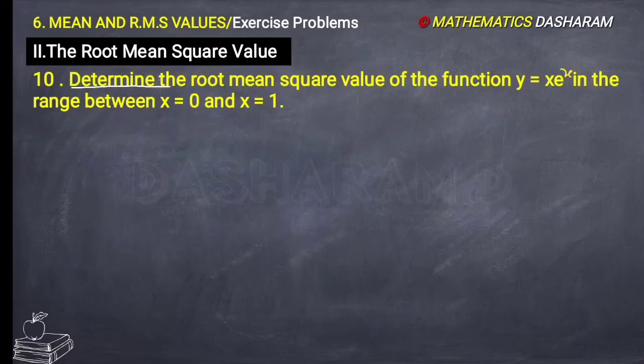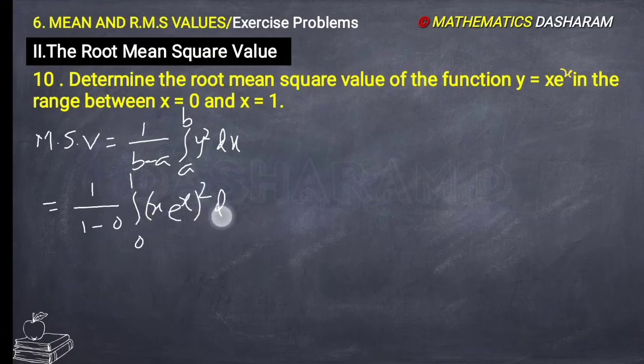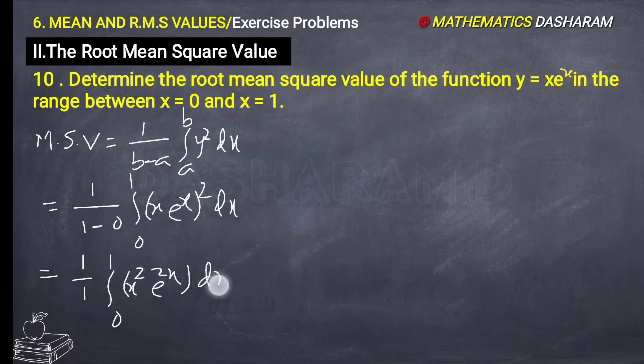10th question, determine the root mean square value of the function y equals x into e power x in the range between x equals 0 and x equals 1. First find out the MSV value, that is mean square value. So 1 by, here b value is 1 and a value is 0, integration 0 to 1 y square, that is x into e power x whole square dx. So it is equal to 1 by 1 integration 0 to 1 x square into e to the power of 2x dx. Here use Bernoulli's rule.